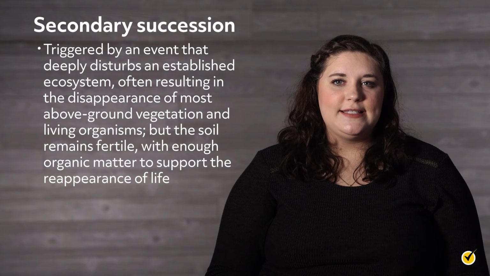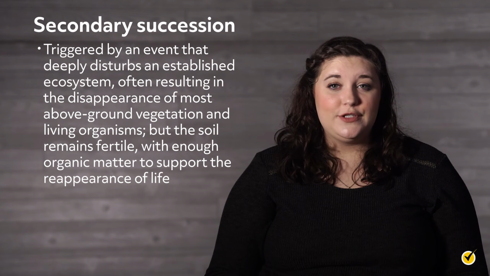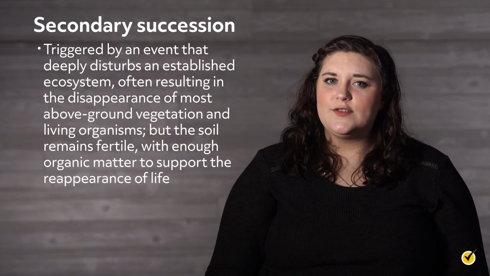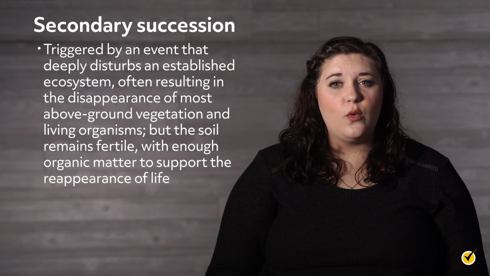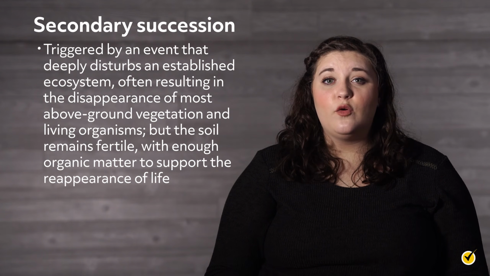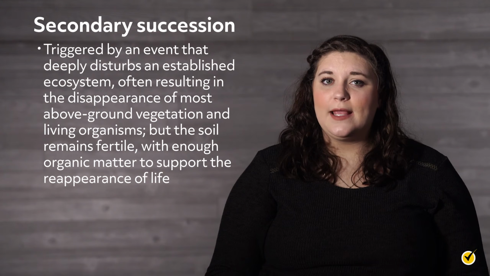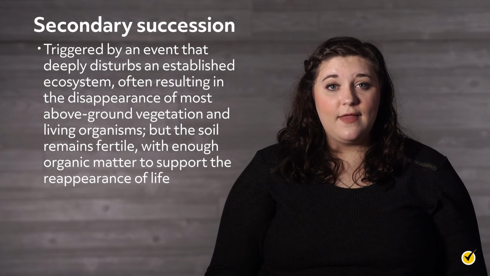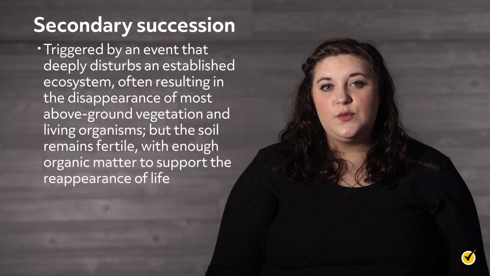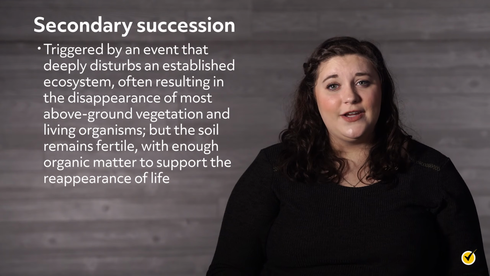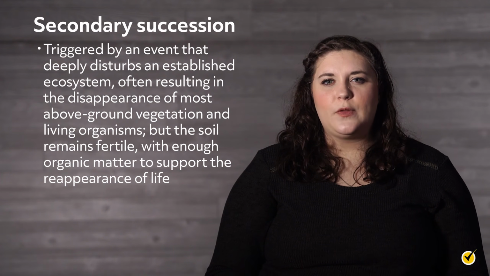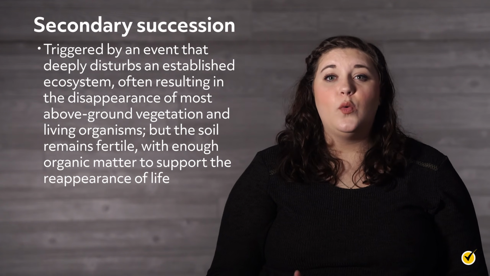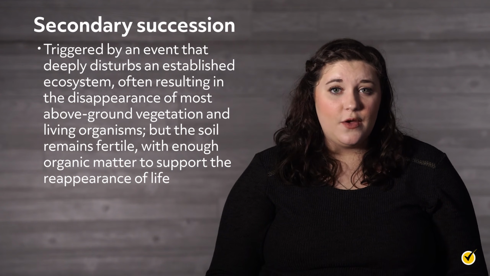Secondary ecological succession is triggered by an event that deeply disturbs an established ecosystem, often resulting in the disappearance of most above-ground vegetation and living organisms. But the soil remains fertile, with enough organic matter to support the reappearance of life. The main difference between primary succession and secondary succession is the quality of the soil. That is to say, primary succession may be the only succession that happens in an ecosystem.